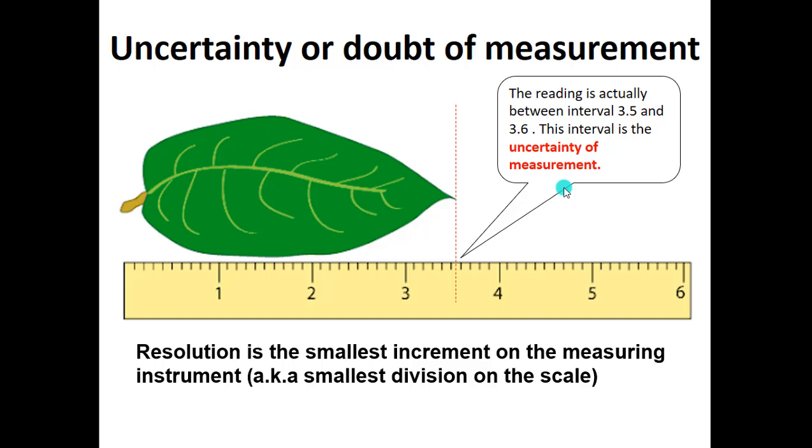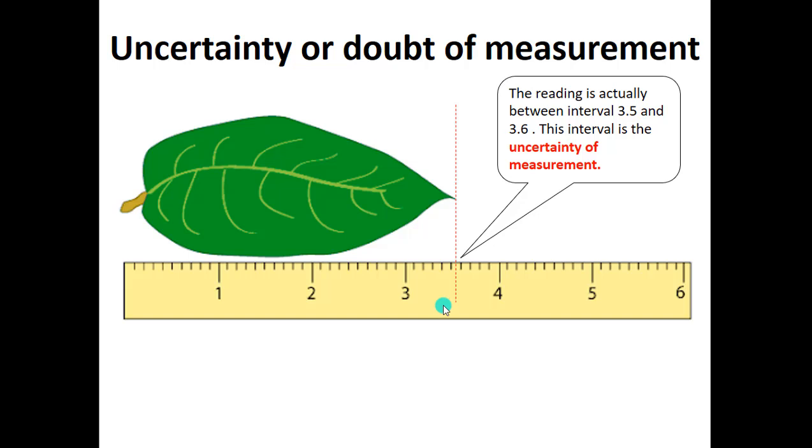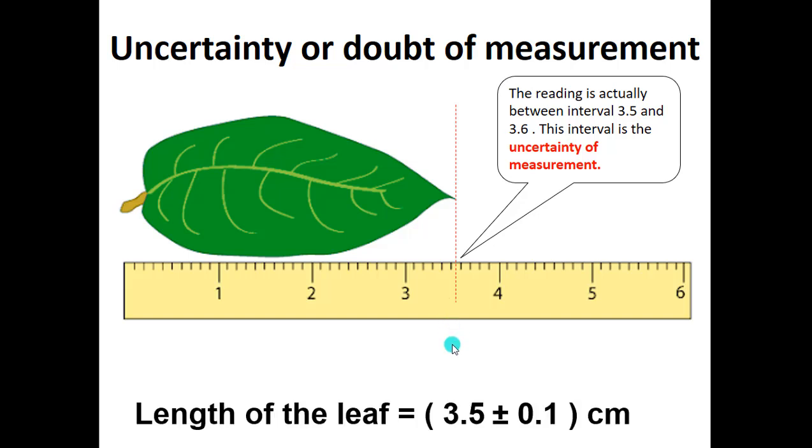So how are we going to report the length of the leaf? We are going to write the length of the leaf as 3.5 plus minus 0.1 centimeter. When other people see this reading, they will know that the value is estimated to the closest 0.1 centimeter. So the 0.1 centimeter here is what we call the uncertainty of measurement.